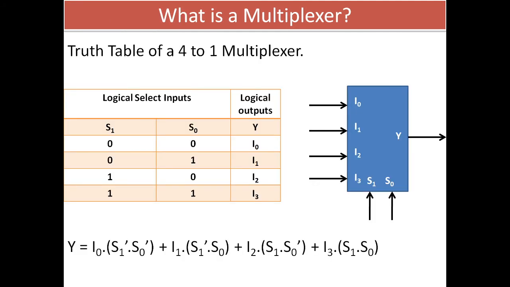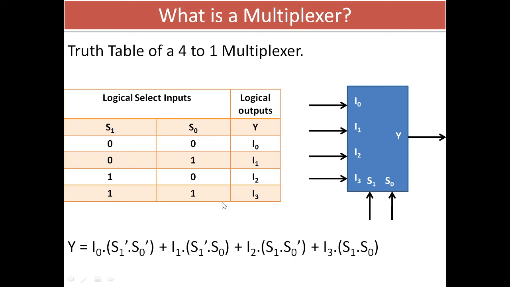Now let us see the truth table of the 4-to-1 multiplexer. As we can see, there are 2 select lines and 4 possible combinations, and from the previous diagram we have already seen that when 0 0 is at the selection input, I0 is at the output. Similarly, when 0 1 is at the selection input, I1 is at the output. 1 0 gives us I2, and 1 1 provides us I3.